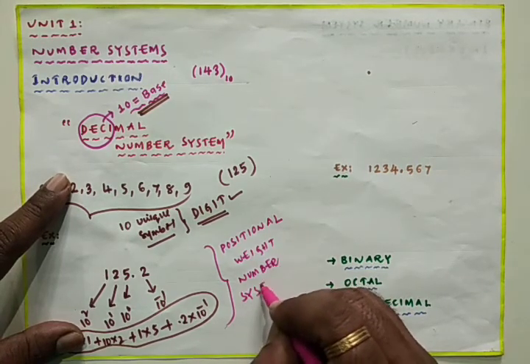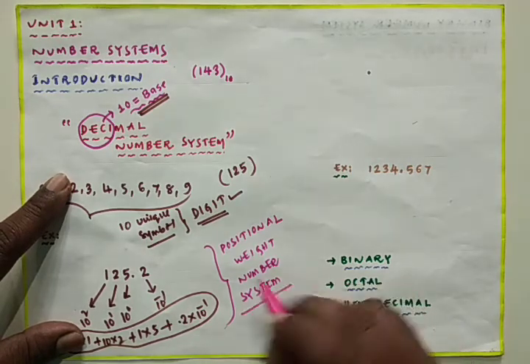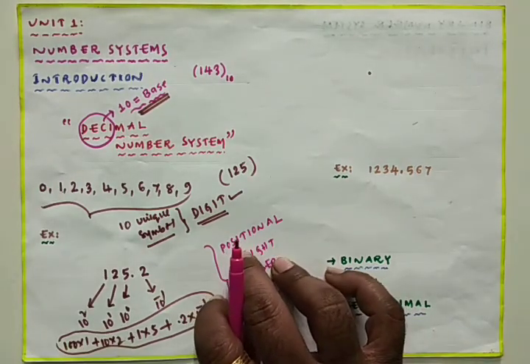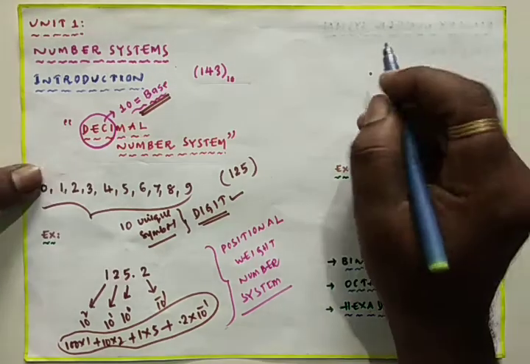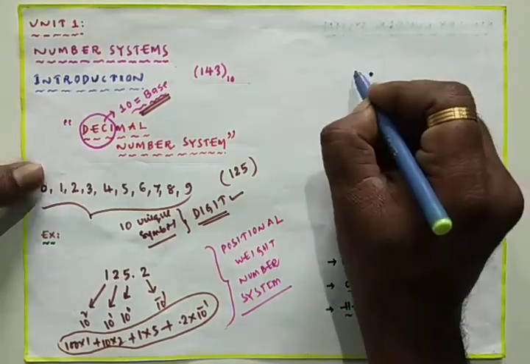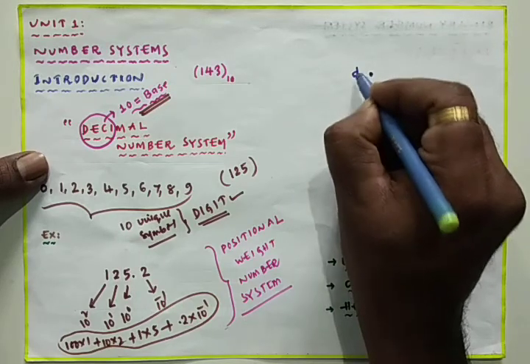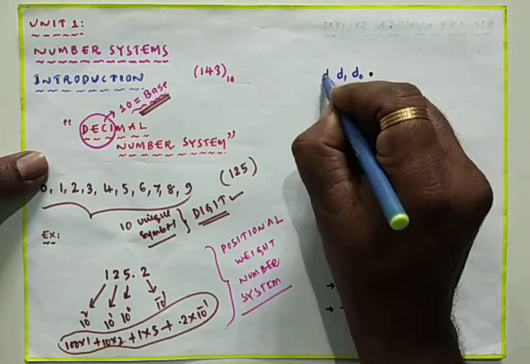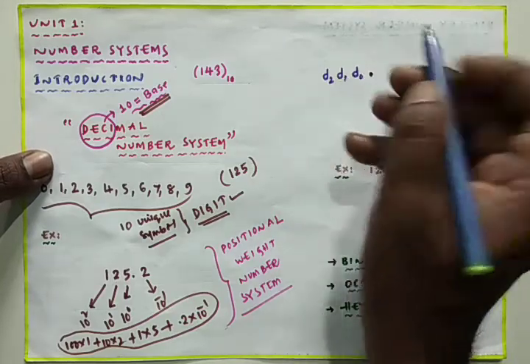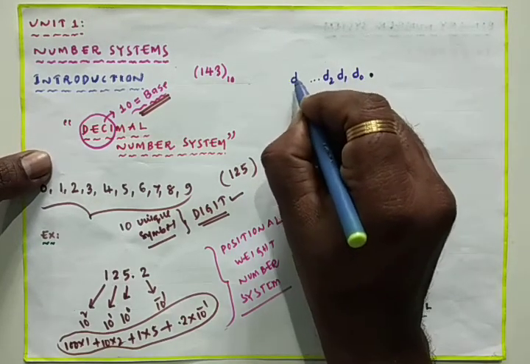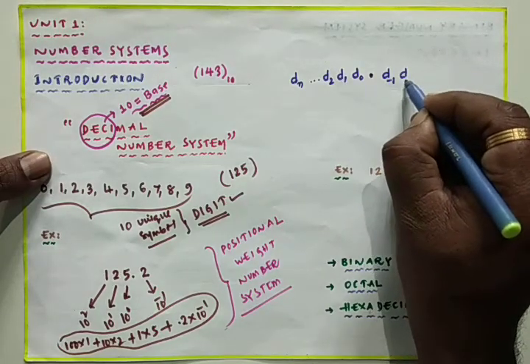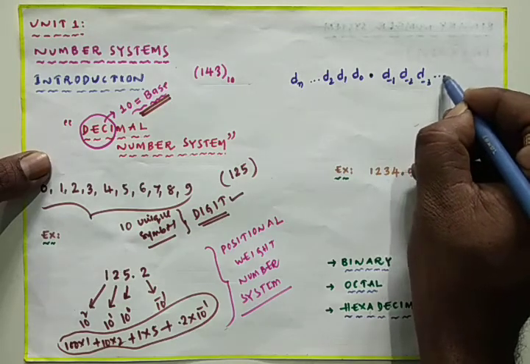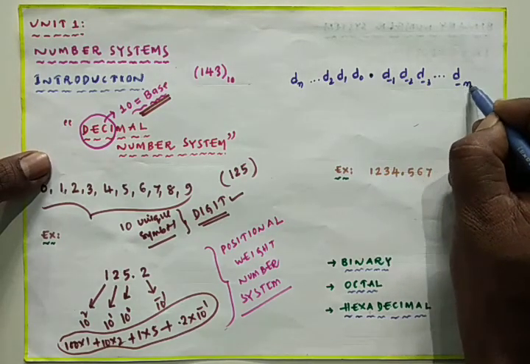Then I can go with the general representation of the decimal number system. For example, with the point, I can have D0, D1, D2, and so on up to Dn. After the point I can have D minus 1, D minus 2, D minus 3, up to D minus n.